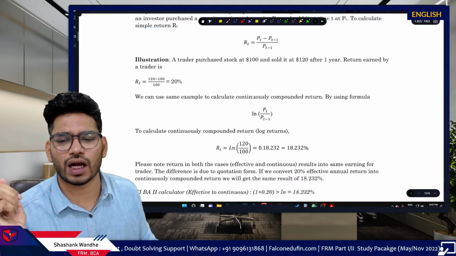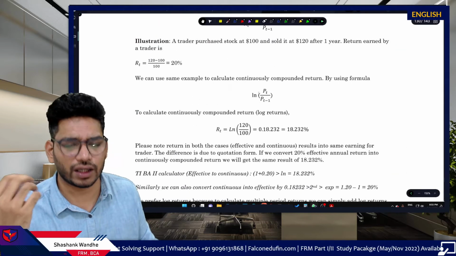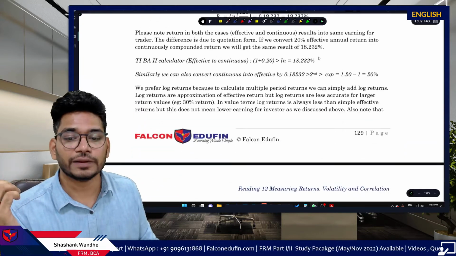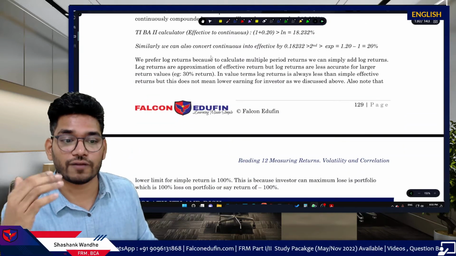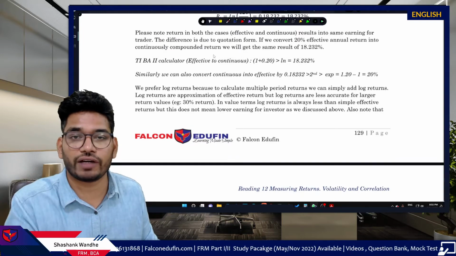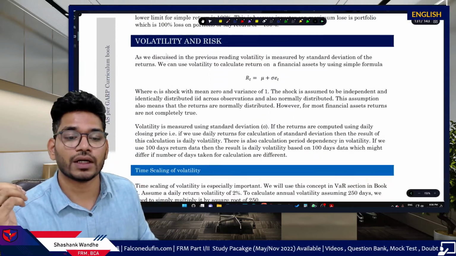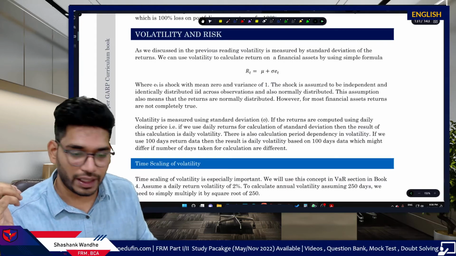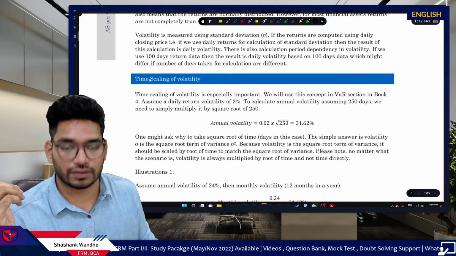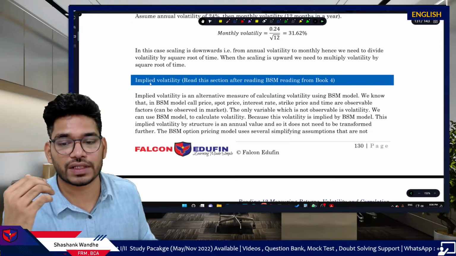So again, you already know how to calculate the return, how to calculate the continuously compounded return using this particular formula. Again, GARP might test you on this. Then how to convert a continuously compounded return into effective returns, effective annual returns. Then the volatility and the risk measurement, important area. Understand it. And then there is a specific area which is important here, time scaling.